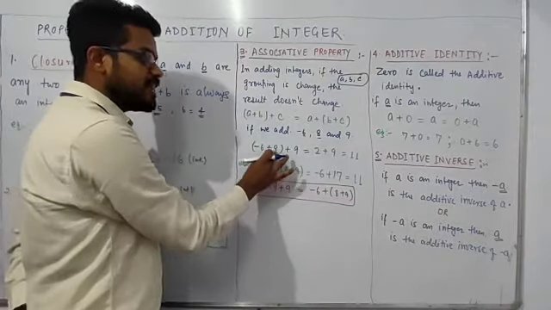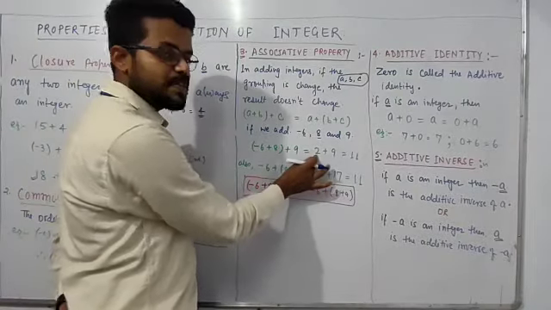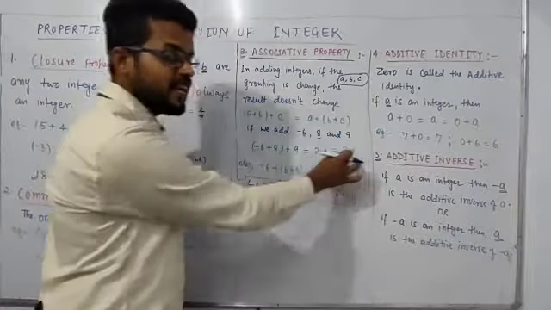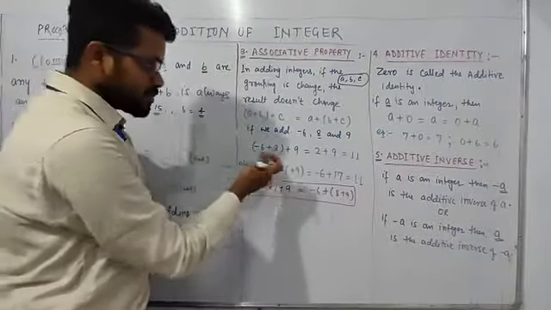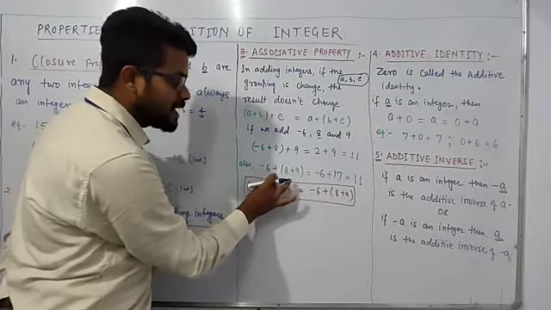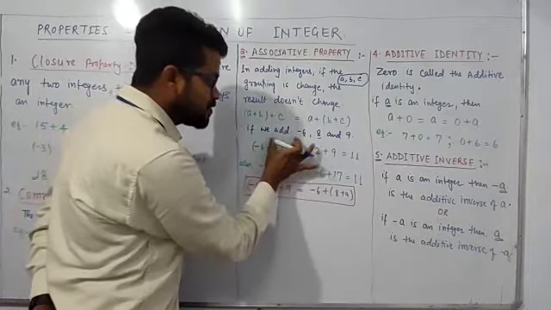8. And the sign of 8 is plus. So this is plus 2 and this one is plus 9. So 2 plus 9 is equal to 11.